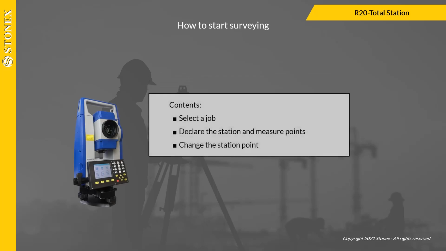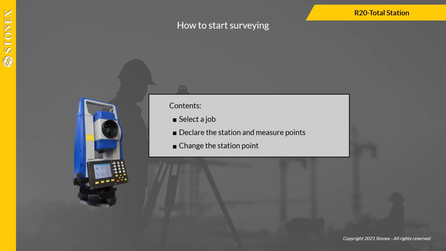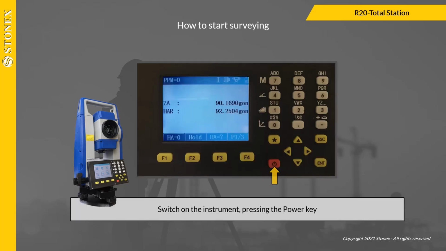In this video, we see how to select a job, declare the station and measure points, and change the station point. Switch on the instrument, pressing the power key.